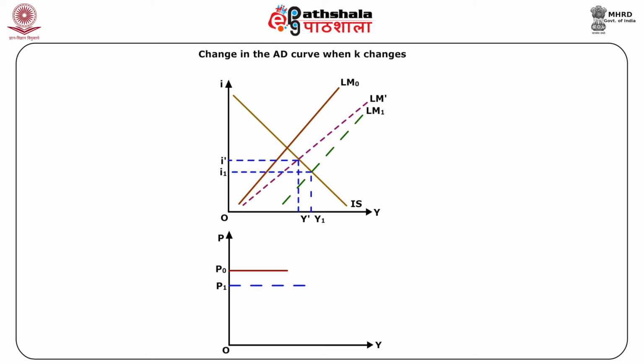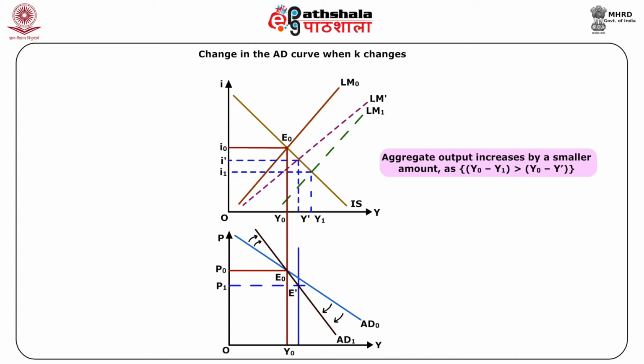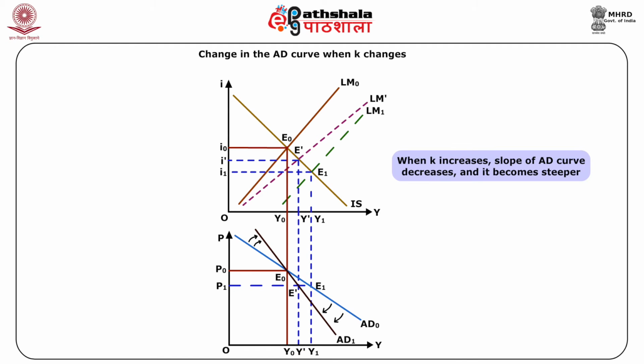Since the change in the price level is same from P0 to P1, in the lower panel of the figure, one can see the tilting of the aggregate demand curve from AD0 to AD1, making it steeper. Aggregate output increases by a smaller amount as Y0 minus Y1 is greater than Y0 minus Y dash. Thus, when K increases, slope of aggregate demand curve decreases and it becomes steeper.